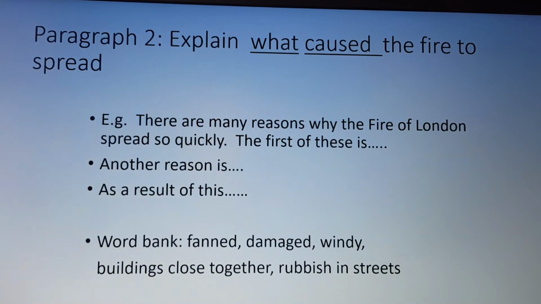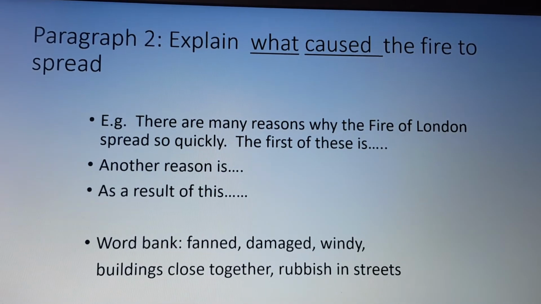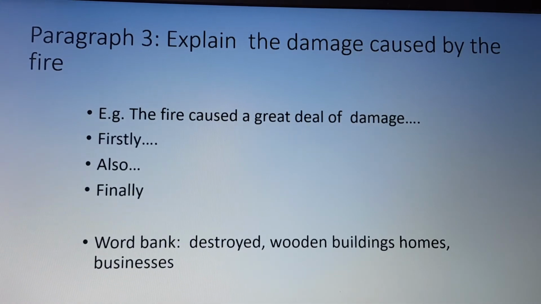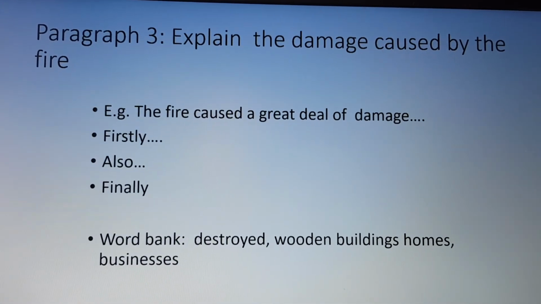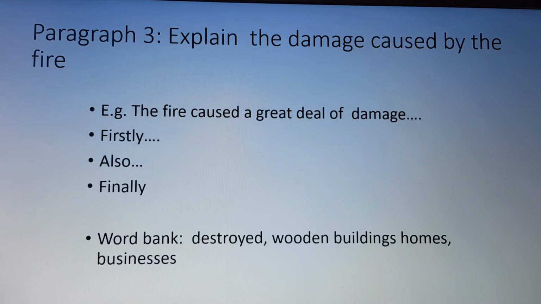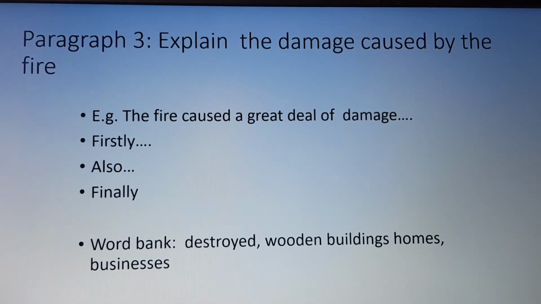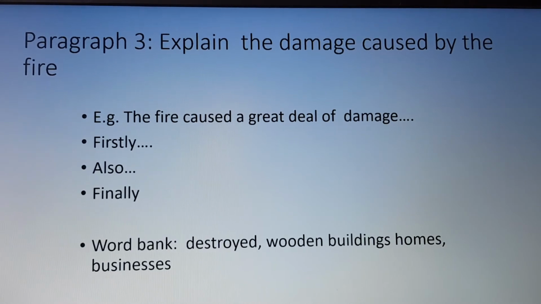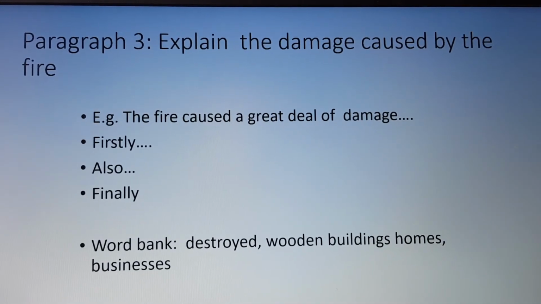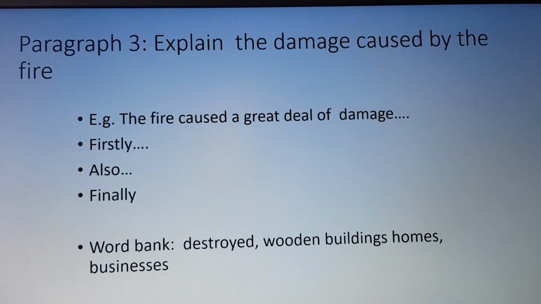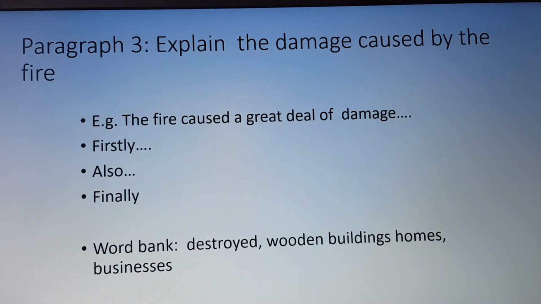Okay, we've got a word bank on there, we've got some of the sentence starters. So again, another 5 or 10 minutes to have a go at paragraph 2. Paragraph 3 is explaining the damage caused by the fire. So we could start off with a topic sentence, something as simple as the fire caused a great deal of damage. You might want to extend that sentence, but that would be absolutely fine as it is on its own for the topic sentence. And then we need to go into the detail about the damage caused.